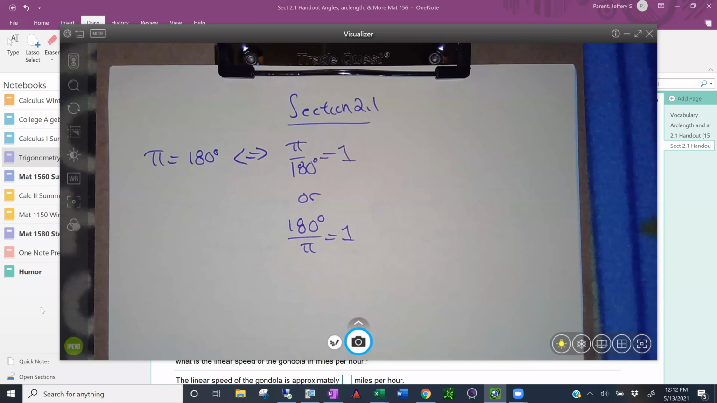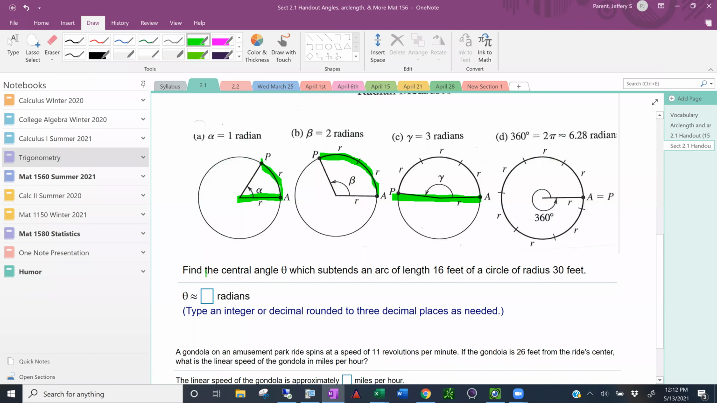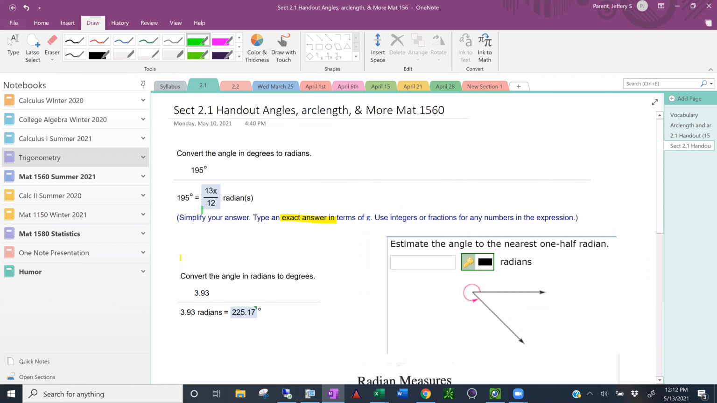So let's look at an example. Here's one that I took from MyMathLab. They want you to convert the angle 195 degrees to radians. The important thing to pay attention to when you're working through your assignments on MyMathLab is that sometimes they'll say we want an approximate answer. If they don't say they want an approximate answer, then the default is they want an exact answer. And that's what they're looking for here, an exact answer in terms of pi.